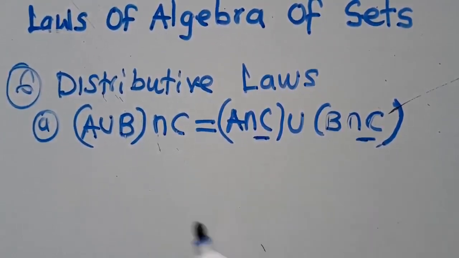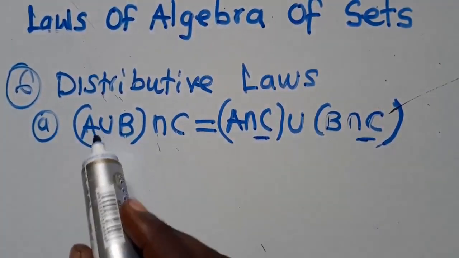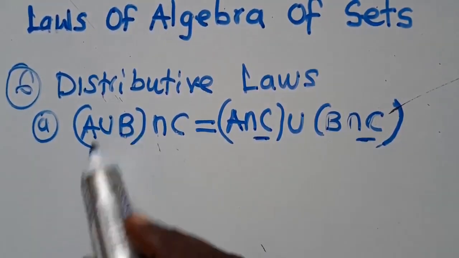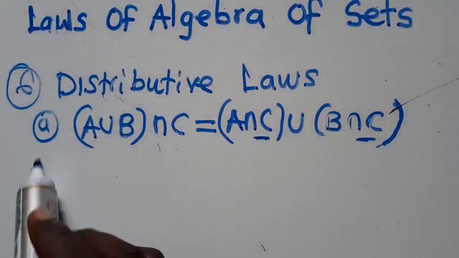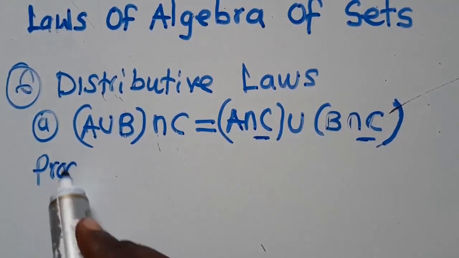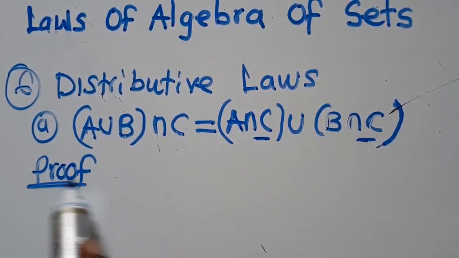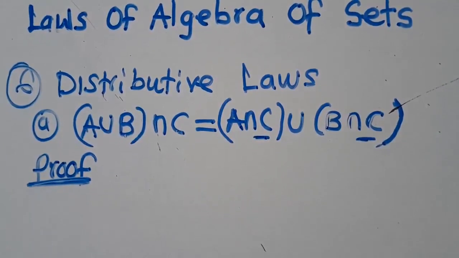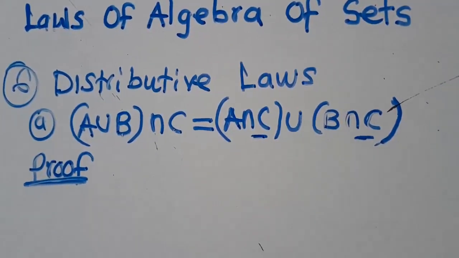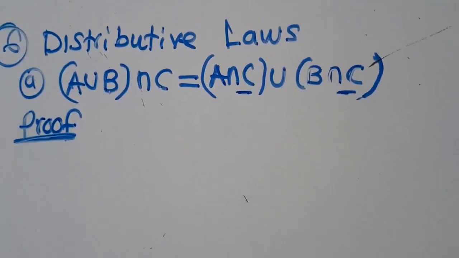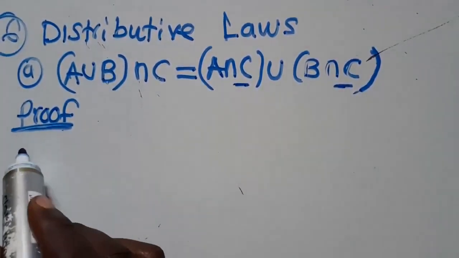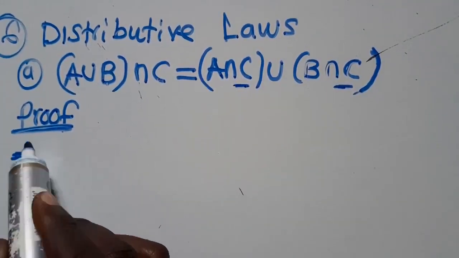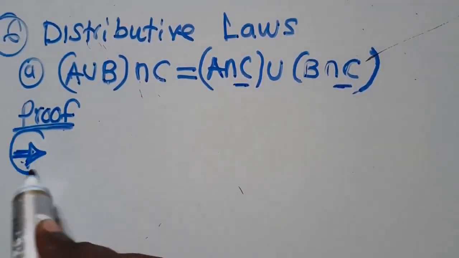So how can you prove this? You need to know that A union B in brackets intersection C is equal to this. How can we prove this? The way in which we are going to prove this is that you are going to start with this one. So don't forget this. This is what you are doing.